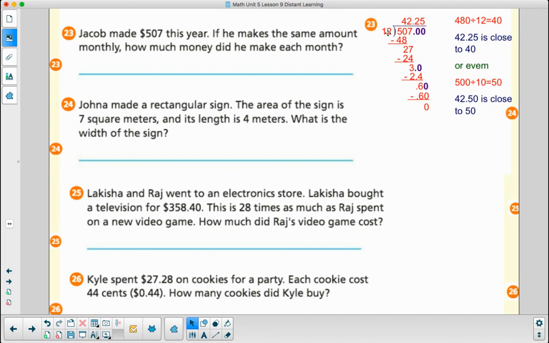or you could even think, well, 12 is not that easy for me to divide by. So if I think of 12 as 10, what's 507 close to that's easy to divide by 10? In a way, I could have even kept it just 507, right? Because that would be just scooching my decimal. Or 500 divided by 10 is 50. And 42 and 25 hundredths is close to 50. So my answer is $42.25. And my answer is reasonable because of this.